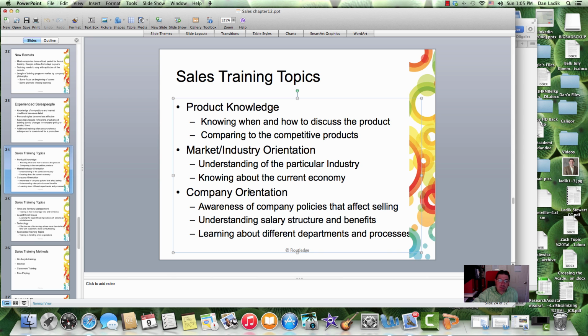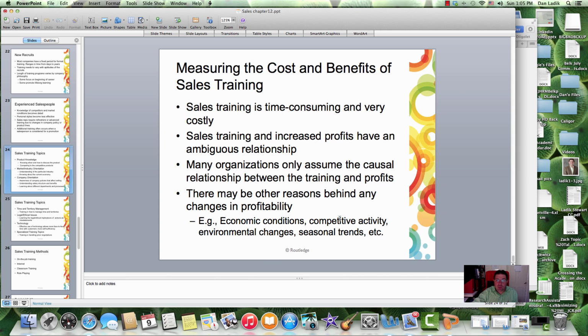And then company orientation, this is where we have policies that could impact selling and what you can and cannot do, such as giving gifts or not giving gifts. Here, training could also involve how salary is structured, your benefits.